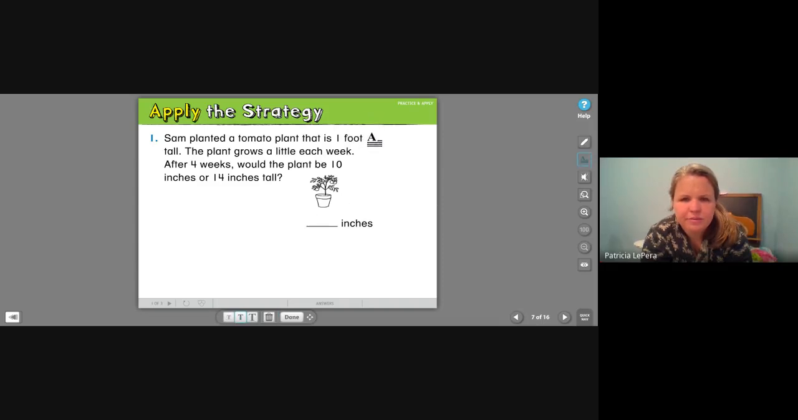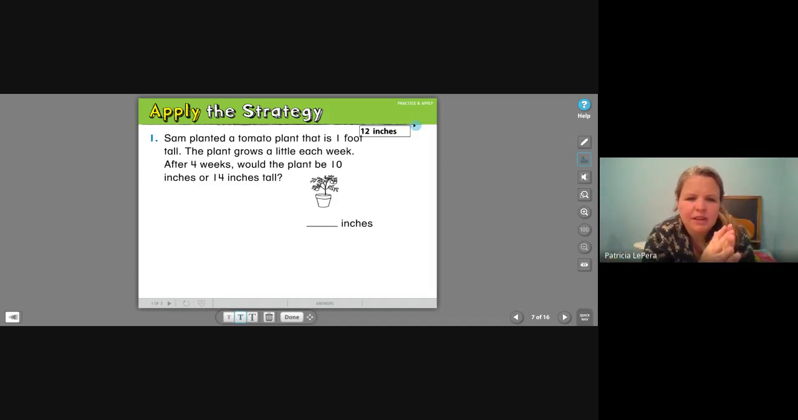Actually, here we go. Type it. 1 foot is equal to 12 inches. Okay, so 1 foot is equal to 12 inches. There we go. Okay, 1 foot is equal to 12 inches.